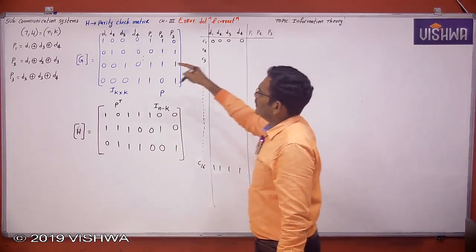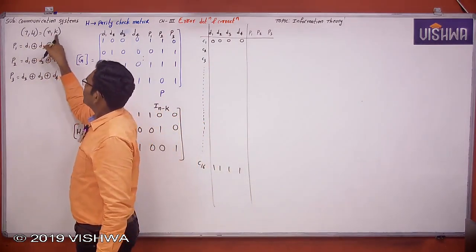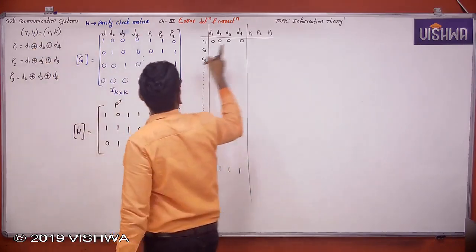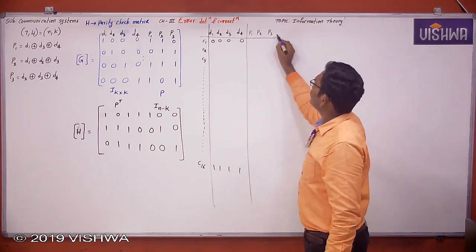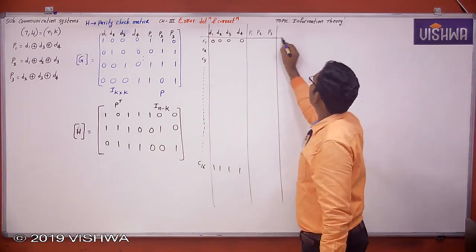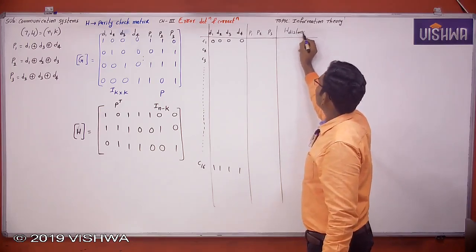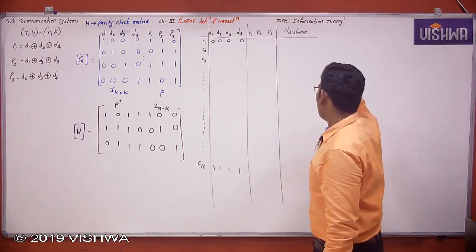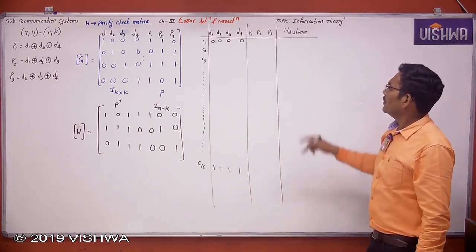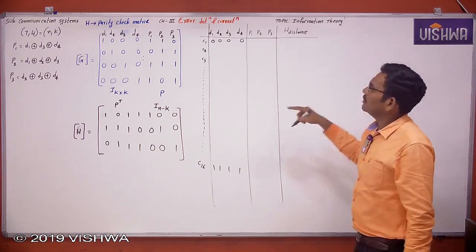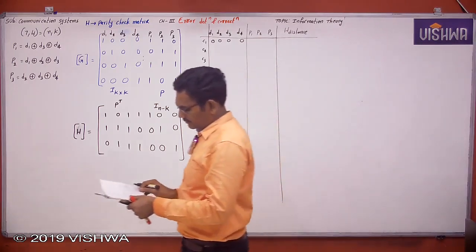Now see here, the code length is 7. In that, the first 4 are data bits and the remaining 3 are parity bits. The parity equations are already available. Now you can do it like this and find the Hamming distance. Based on this Hamming distance, you can easily identify how many errors are corrected and how many errors are detected. Based on the minimum Hamming distance, you can identify whether t1 errors or t2 errors are corrected or detected.